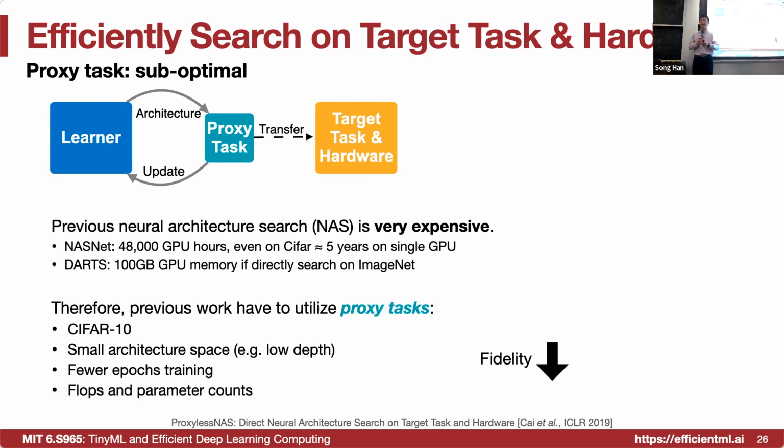And finally, people use this flops and number of parameters rather than the latency as a proxy task for the target hardware. Assuming if we have less number of flops, if we have fewer number of parameters, the model is also going to be running fast. But are there some potential problems using such proxy? What are the potential issues using such proxy tasks?